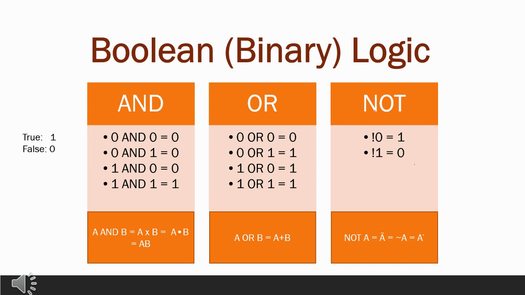In NOT logic, for the one possible input operand, the rules for the two possible values are not 0 is 1 and not 1 is 0. The NOT operation can be represented with an overbar, a tilde, or an apostrophe as the operator, as shown at the bottom of the NOT column in the slide.